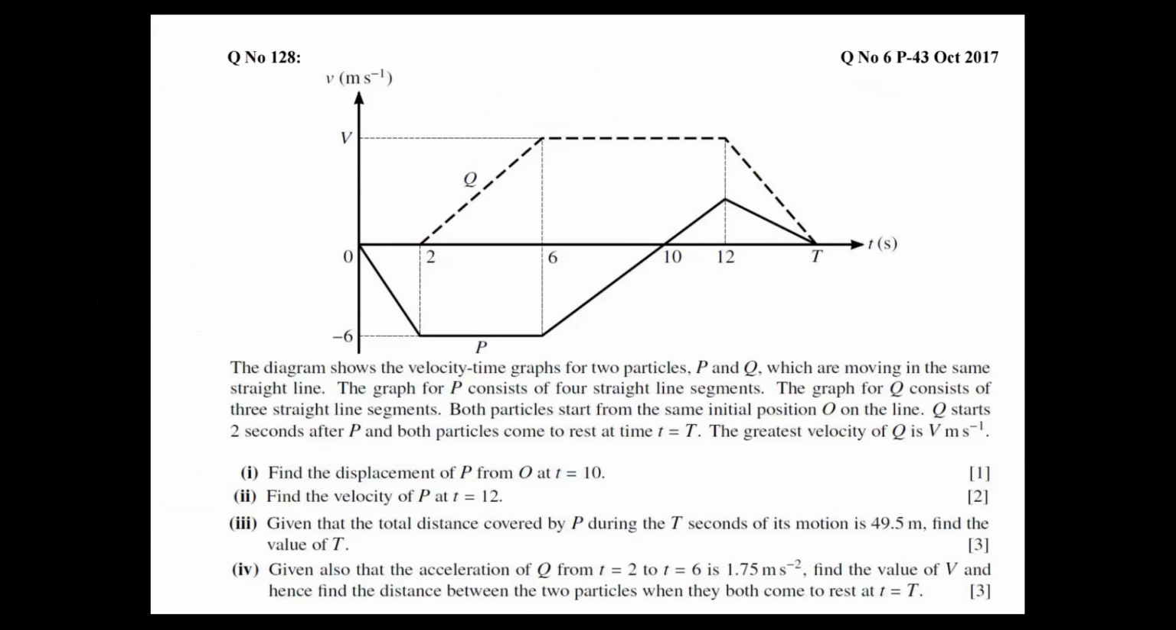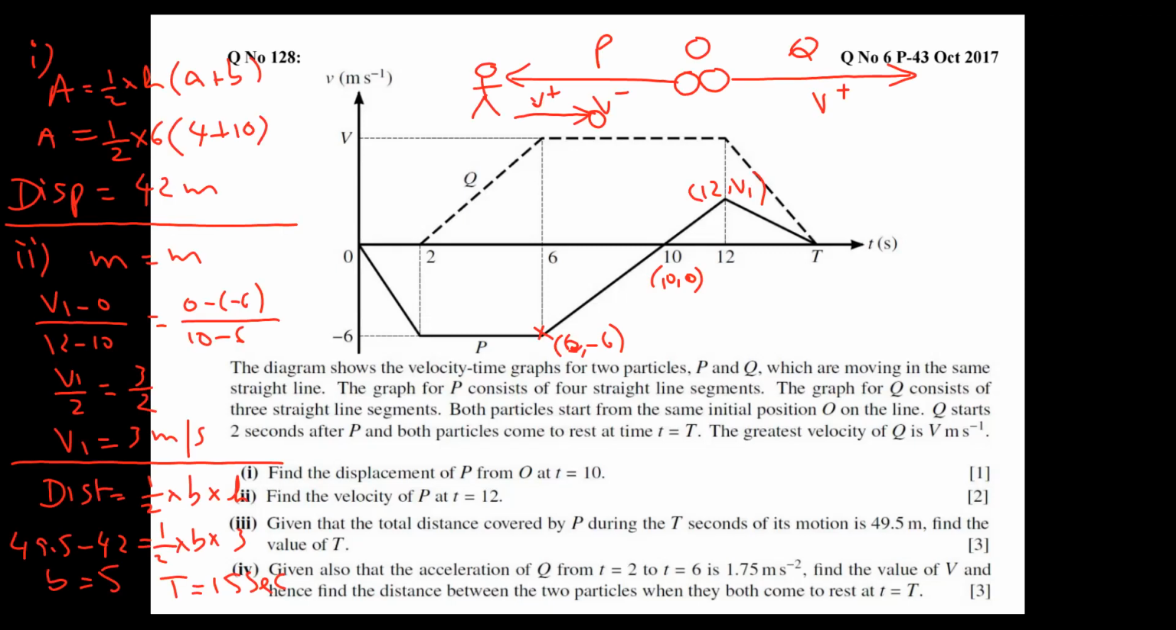After this, we can go to the next step. First of all, the distance by Q is half into h into a plus b. But the interesting part is we have to first read carefully, especially this point. He said the acceleration for Q is this much from 2 to 6. So 2 to 6 means this gap. It means he is talking about this one.